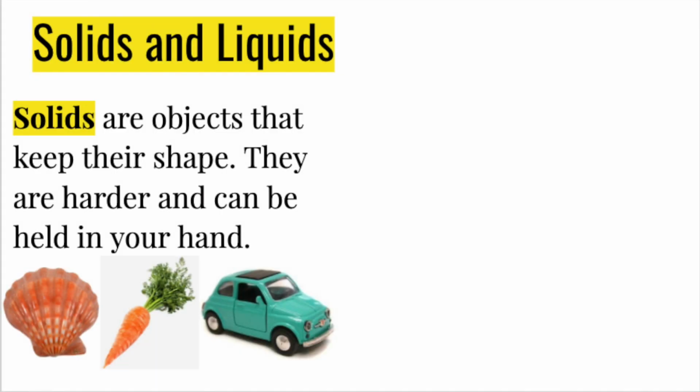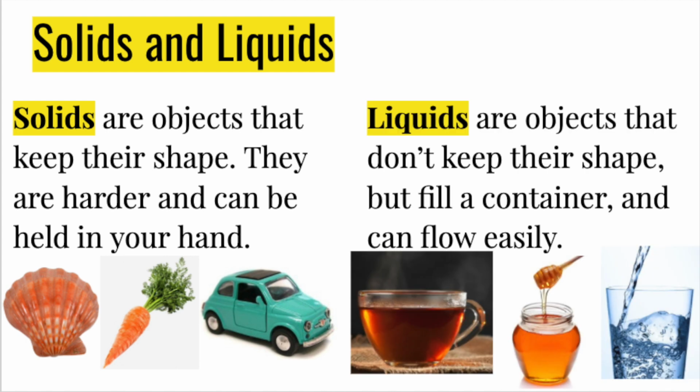Solids are objects that keep their shape. They are harder and can be held in your hand, like a shell, a carrot, or a toy car. Liquids are objects that don't keep their shape, but fill a container and can flow easily, like a cup of tea, honey, or a glass of water.